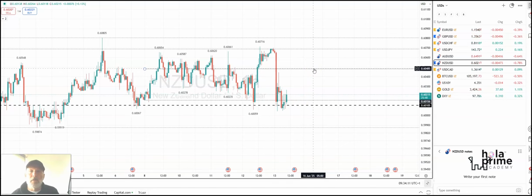I've only got 2R on there, so that basically means that every £100 I'm risking, I've got the potential to make 200. I normally look for R ratios in the region of 3 plus, but it was quite a decent setup, so I took that this morning.